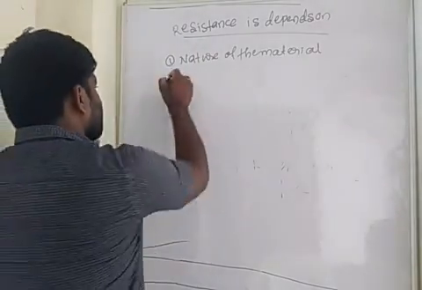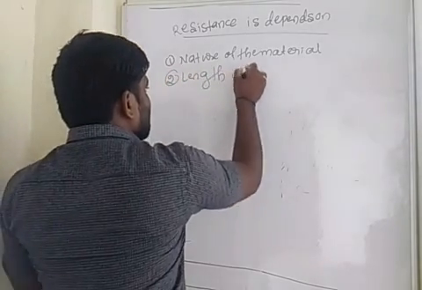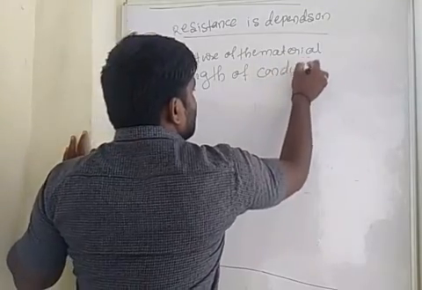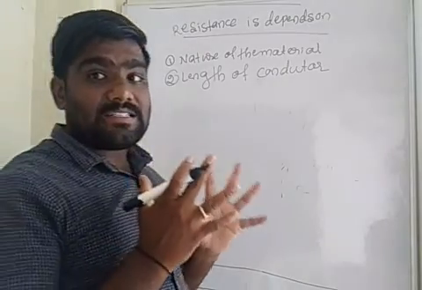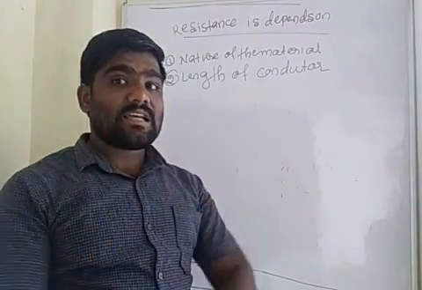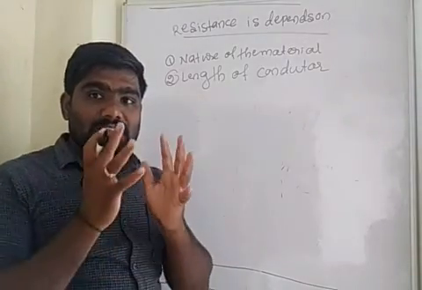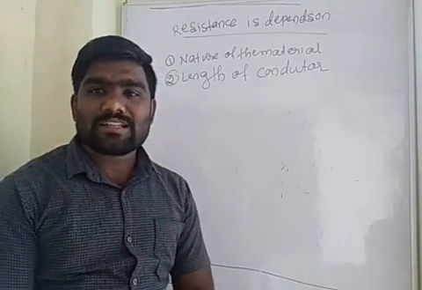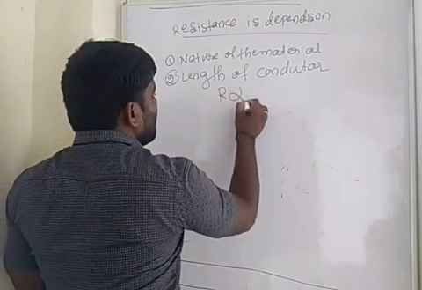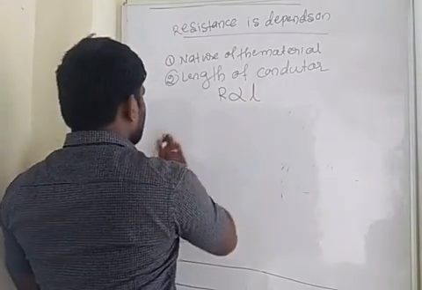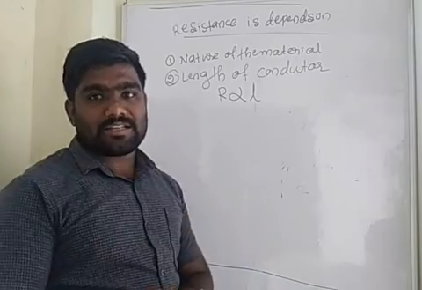Then second one, length of the conductor. As the length of the conductor increases, resistance also increases. So from this what we can conclude? Resistance is directly proportional to the length of the conductor. As the length increases, resistance also increases.